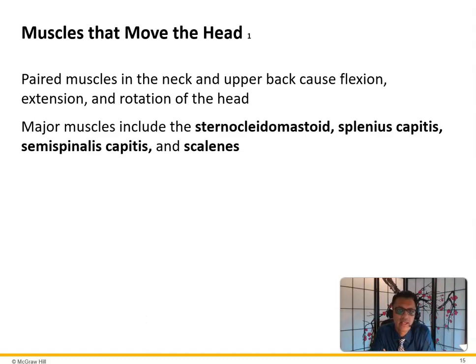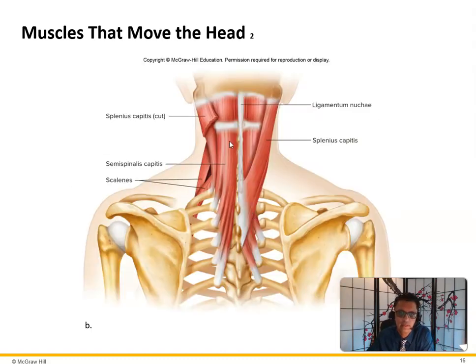Muscles that move the head. Paired muscles in the neck and upper neck cause flexion, extension, and rotation of the head. You have the sternocleidomastoid, which is right here. You have the splenius capitis, semispinalis capitis, and the scalenes. I think on the worksheet that I gave you, I do have you label these. The scalenes, the semispinalis capitis, and the splenius capitis here, and there's the splenius capitis there.